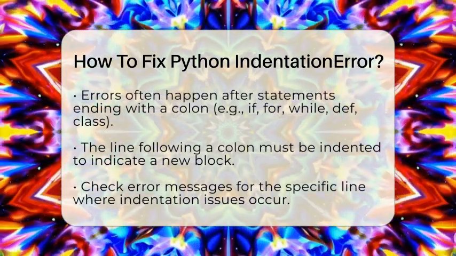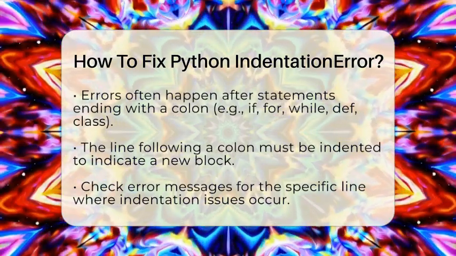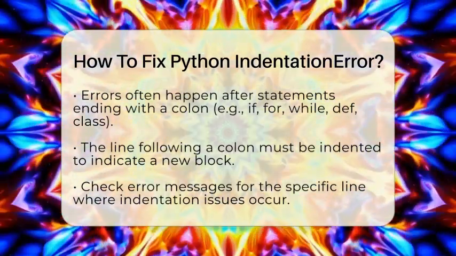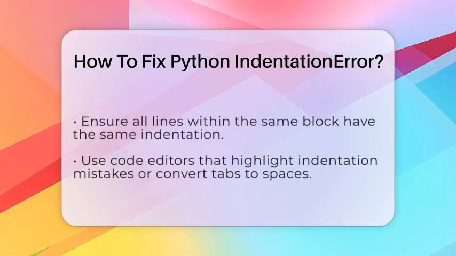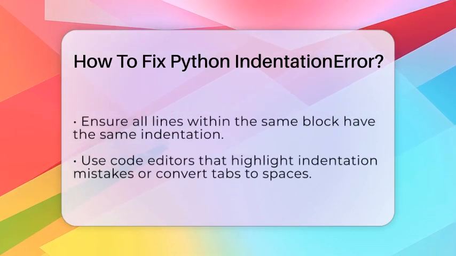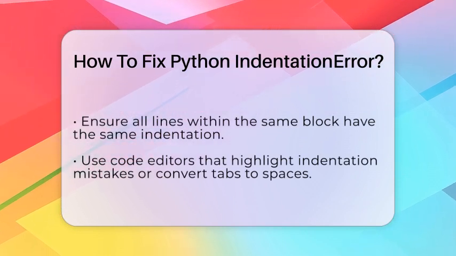To fix an indentation error, check your code carefully. Make sure all lines in the same block have the same indentation. If you see a line that is not indented properly, fix it by adding or removing spaces. Many code editors can help with this.